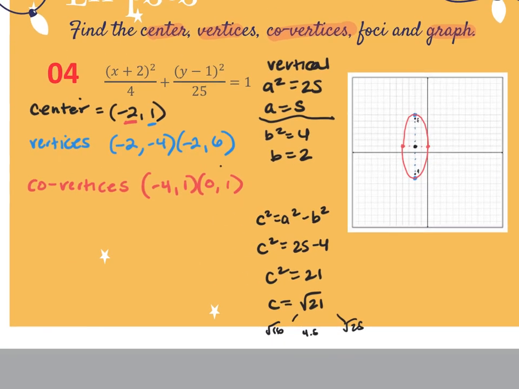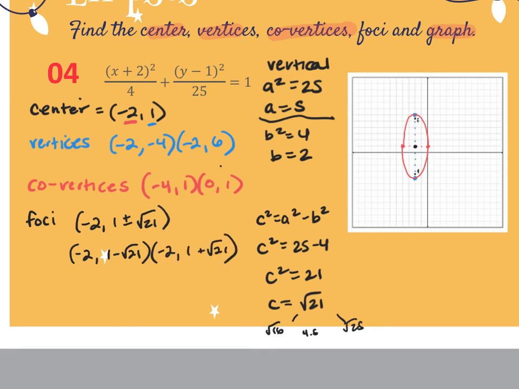But to write them out as coordinate points, I need to keep them exact. So I'm adjusting the y. The x is going to stay the same. The y, I'm going to add and subtract the square root of 21. So you could separate those out: 1 minus root 21, 1 plus root 21. Or you can write it as plus or minus.